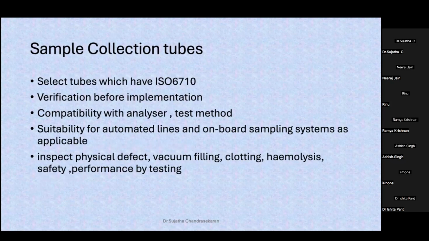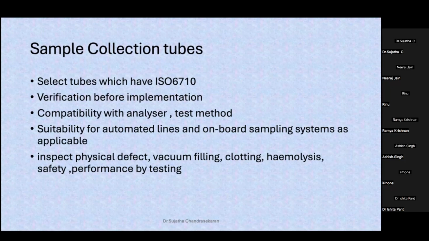The first requirement is that these tubes, the venous blood collection tubes, have to be manufactured as per ISO 6710. If the manufacturer has that, the first point is taken care of. Otherwise, do not buy tubes that come with no certification and no quality statements, nothing, right? And they have to be verified before implementation.